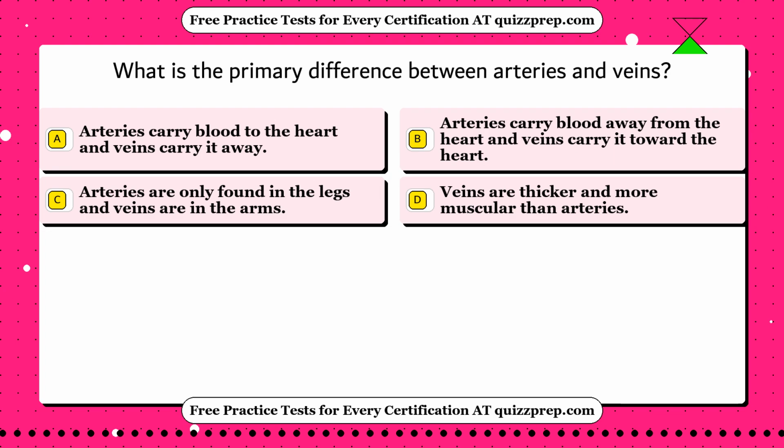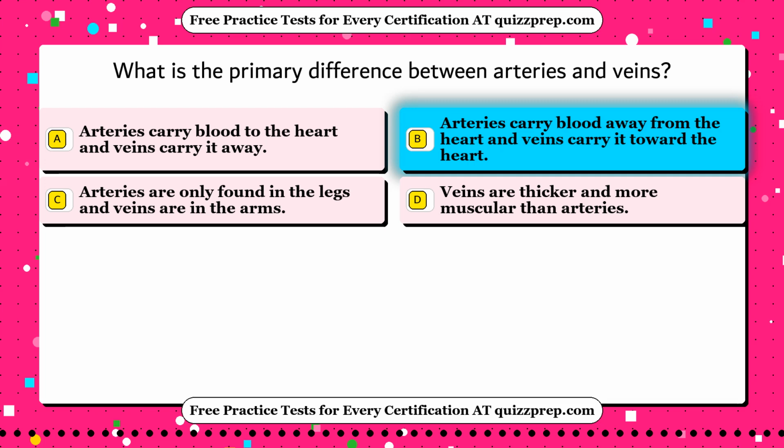Question 4. What is the primary difference between arteries and veins? Option A. Arteries carry blood to the heart and veins carry it away. Option B. Arteries carry blood away from the heart and veins carry it toward the heart. Option C. Arteries are only found in the legs and veins are in the arms. Option D. Veins are thicker and more muscular than arteries.